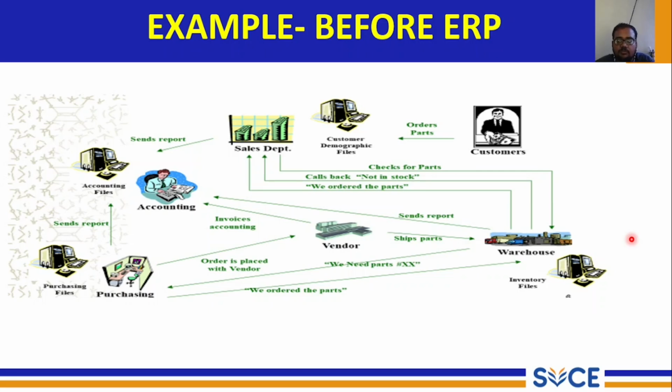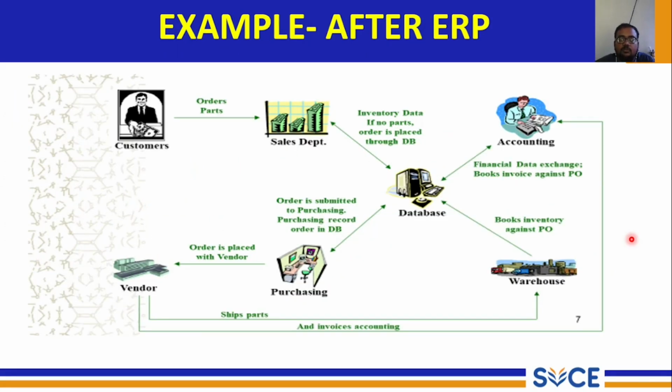Once ERP is implemented in this kind of setup, this is how your system works. The customer just orders the part from the sales department. The sales department will access the database, which is bidirectional, and inventory parts. If there are no parts, they will order through the databases, and if there are parts, they will just directly ship the product. And you could see here the accounting department will have an exchange of data, financial data, and the invoice against the orders as well, right? And from the database, the warehouses will also book inventory against the customer's order.